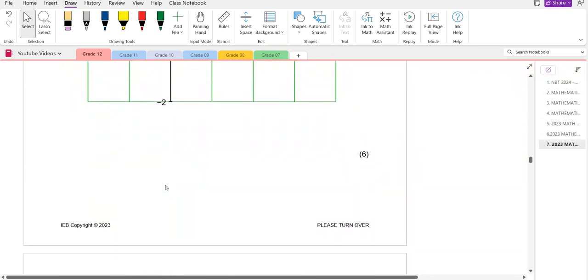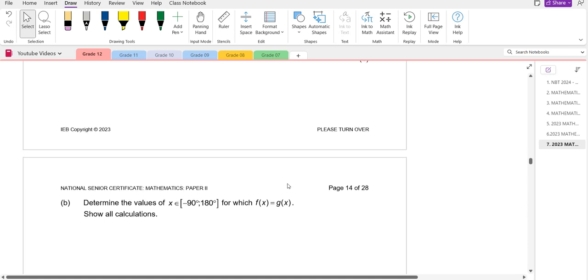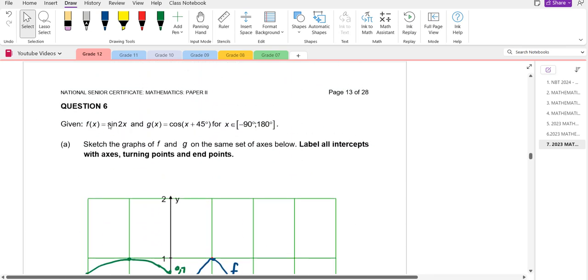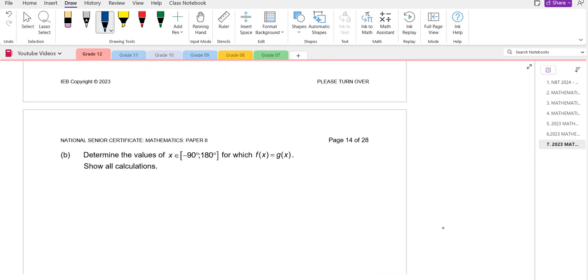Alright, moving on to the next question. Determine the values of x for which f of x is equal to g of x. Show all calculations. That's 5 marks, from minus 90 to 180. f of x equals g of x. Sine 2x equals cos of x plus 45. Remember, sine 2x equals cos of x plus 45 degrees.